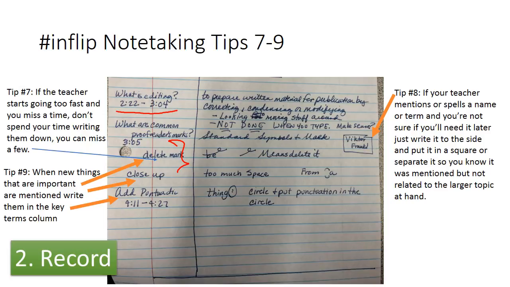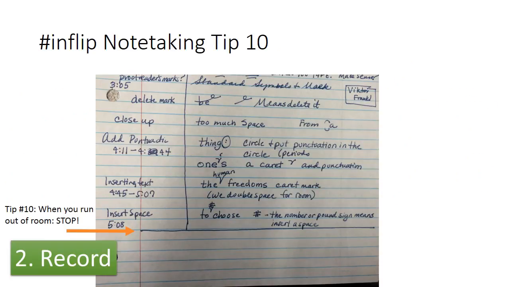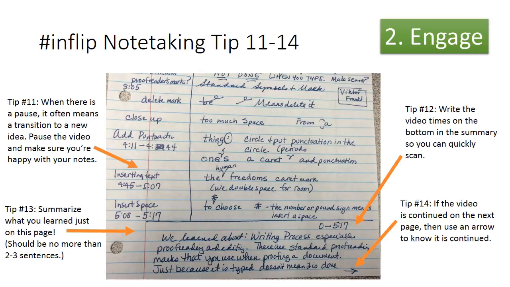Now, if the teacher mentions or spells a name and you're not sure if you'll need it later, I'll usually just put it to the side and put it in a square or separate it out because I just don't know if it's important or not. And I mentioned Viktor Frankl in this example and wasn't sure if it was important. So the other thing is when you run out of room at the bottom of the page where you stop, don't be tempted to go into this area. This is no man's land. I'm about to show you what that's for.